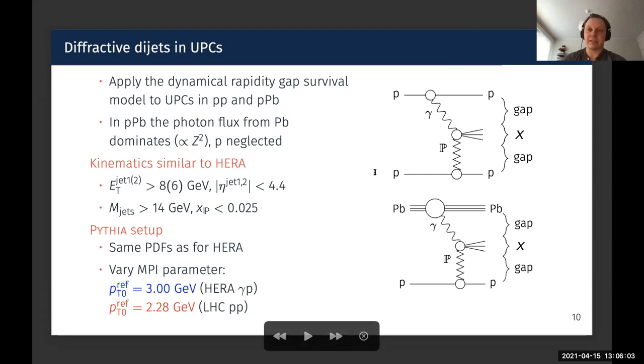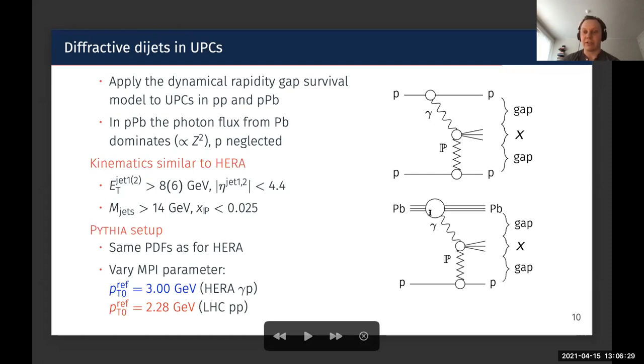The process is such that in the case of proton-proton, one proton emits a photon, and the other one a pomeron, which then generate these diffractive events. It might be difficult to experimentally separate such events from central diffractive events, where there would be just two pomerons.